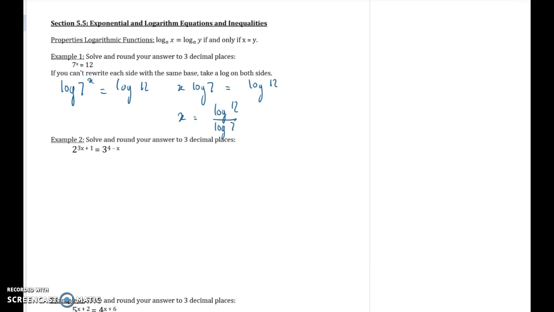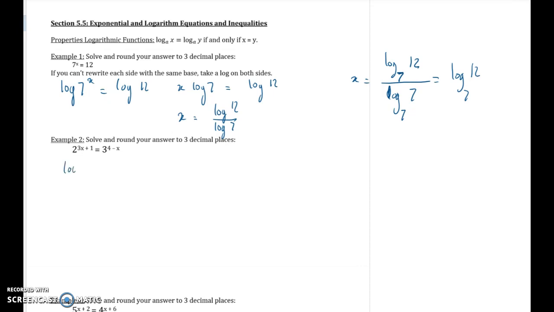I decided to put myself in log base 10, but if I want to be in log base 7, let me write that in another way. I could have written x equals log base 7 of 12 divided by log base 7 of 7. Knowing that log base 7 of 7 is 1, I end up with log base 7 of 12.